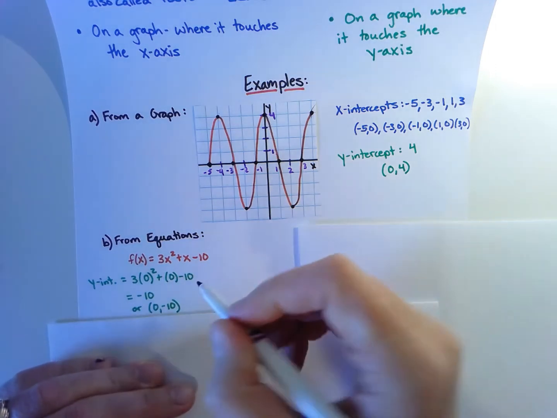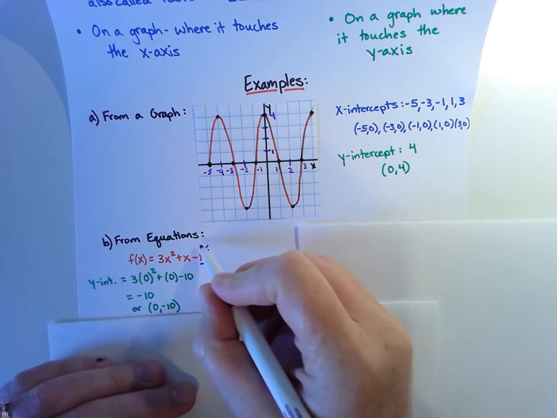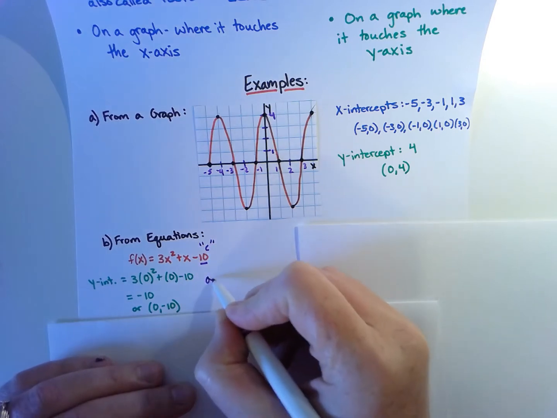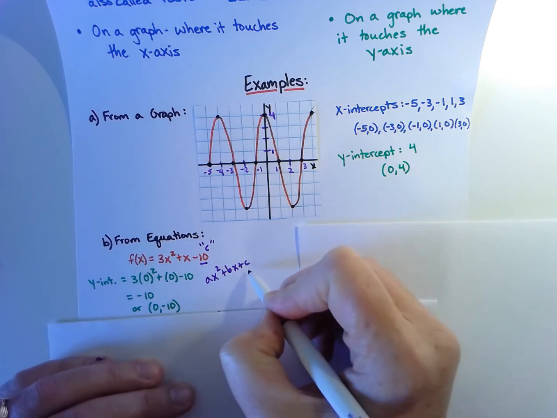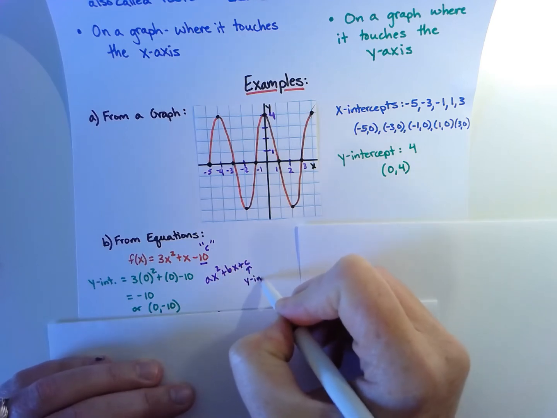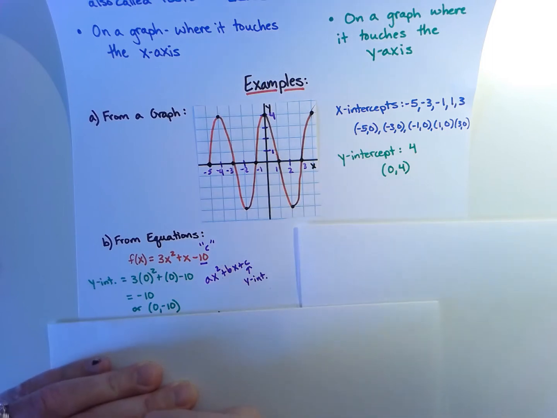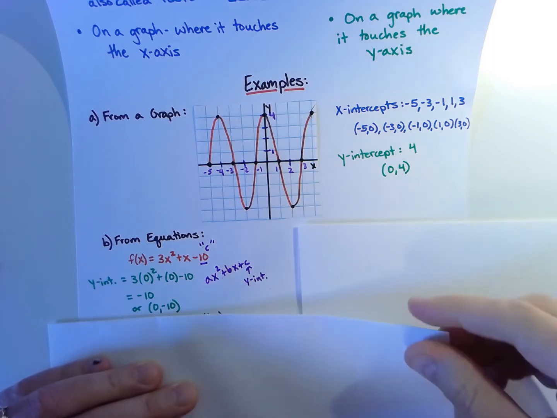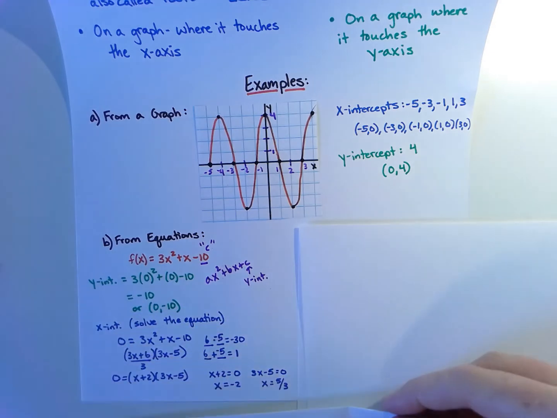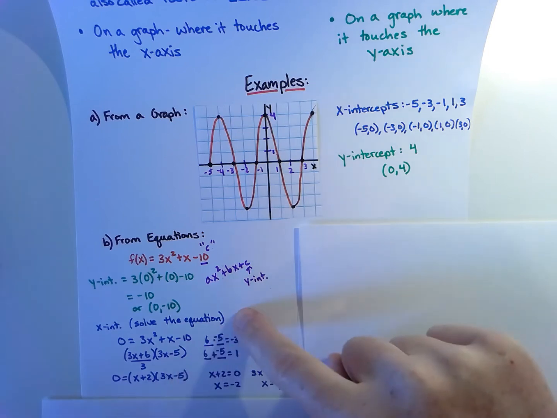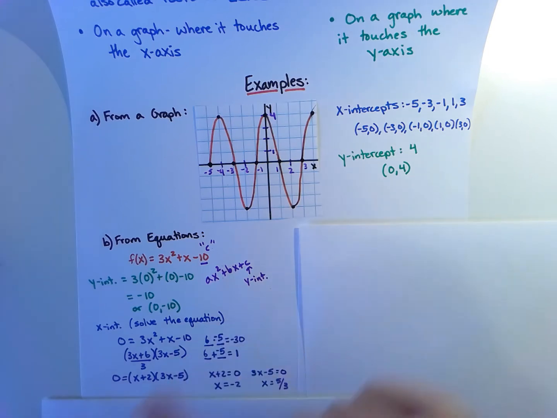It's also considered like the c value in the quadratic form of ax squared plus bx plus c. So that is always your y-intercept, which if you know that, it would be really quick to just pick that out. But if not, you can plug in x equals 0. Now, if we want to find the x-intercepts, they take a little more work. We have to solve the equation to find those.